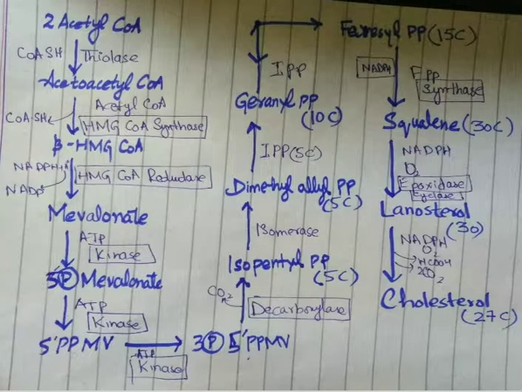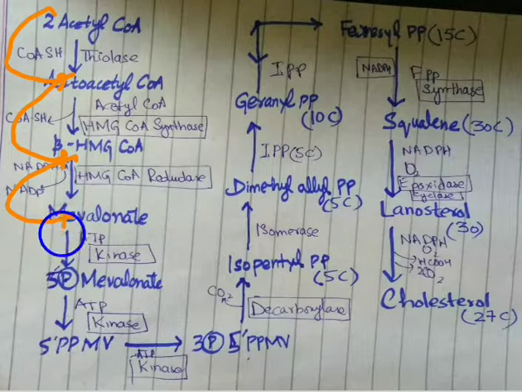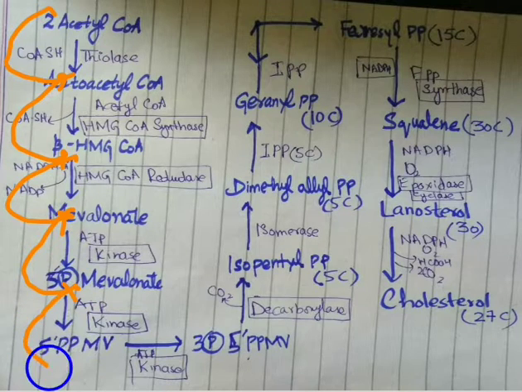So acetyl CoA is converted into acetoacetyl CoA, then acetyl CoA is converted into beta HMG CoA, then beta HMG CoA is converted into mevalonate, then mevalonate is converted into 5-phosphomevalonate, then it is converted into 5-pyrophosphomevalonate.